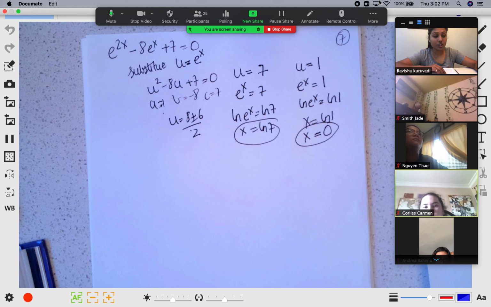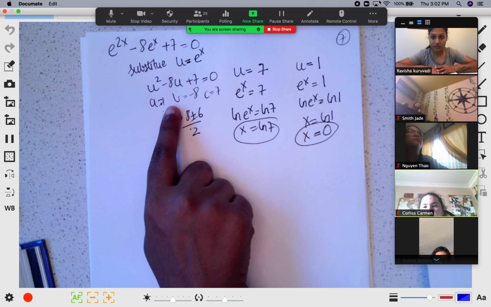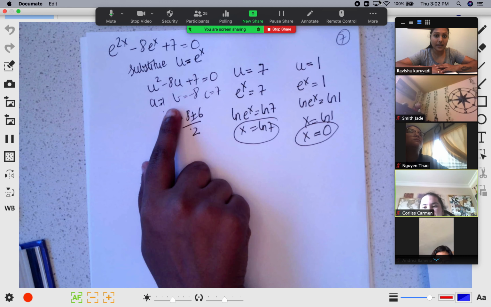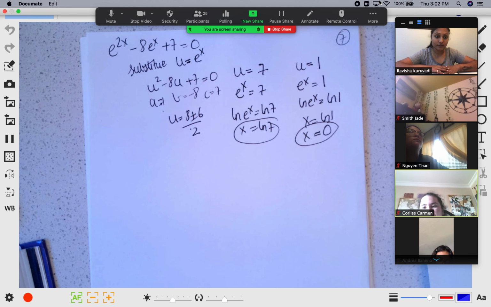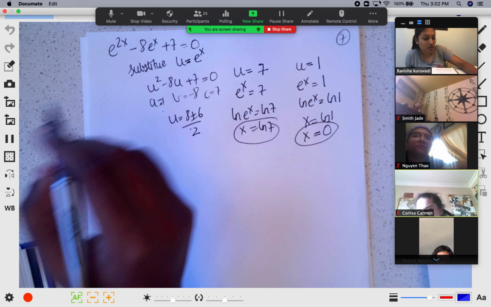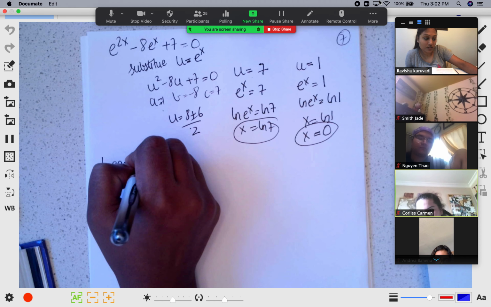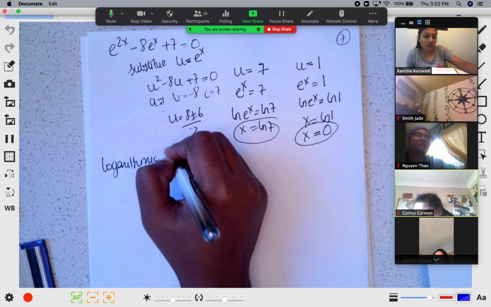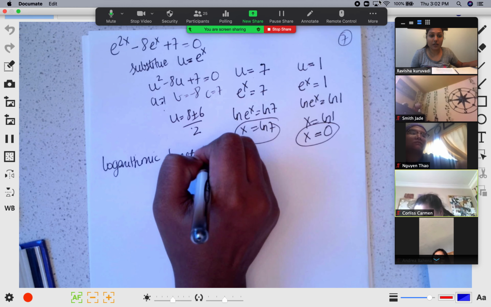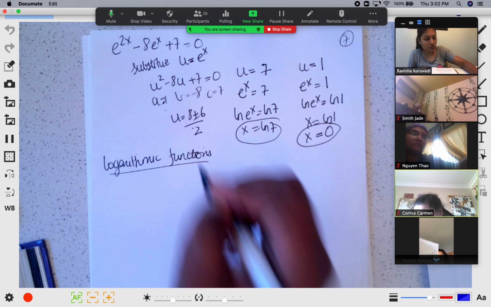Which looks like quadratic, in which you're going to use the substitution method. You substitute u as e to the power of x and then solve. So these are the three methods for solving exponential functions. Next thing we're going to do is logarithmic functions. Now we're going to learn how to solve logarithmic functions.